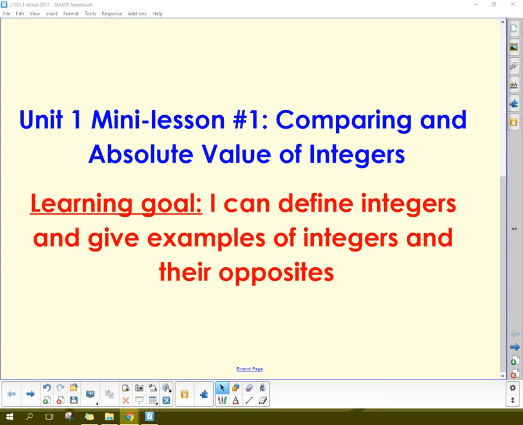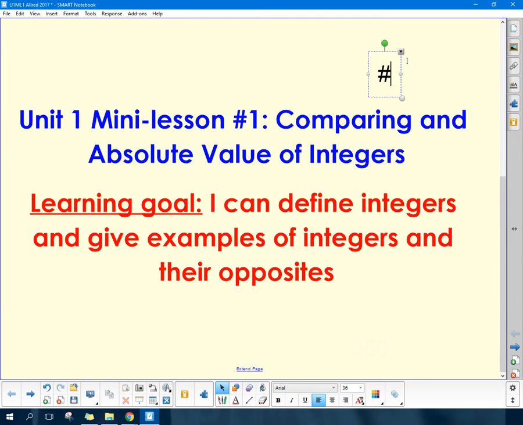It's an exciting time. Today, we're going to talk about absolute value of integers, comparing integers and what they are. Okay, this is the first mini lesson in Unit 1. Unit 1 is about signed numbers, and this will be the first entry in your table of contents. So you're going to put a number 1 in the top right-hand corner of that piece of paper that you're looking at right now.